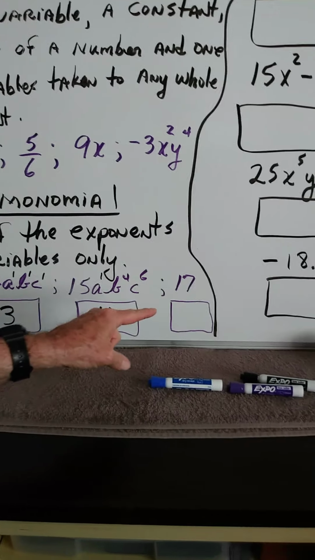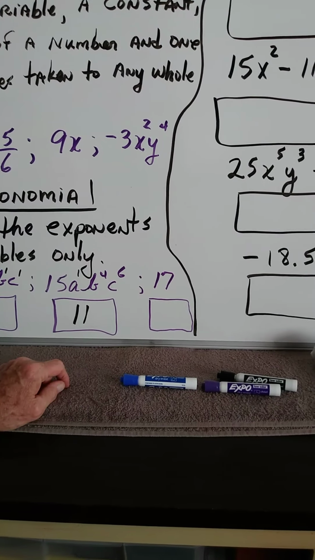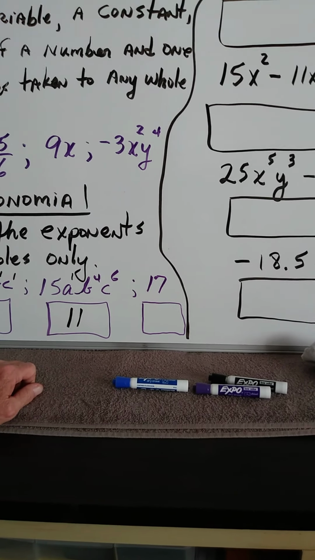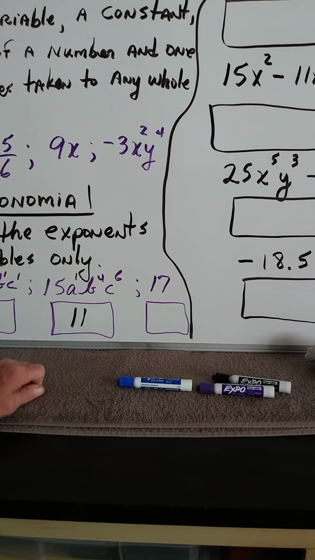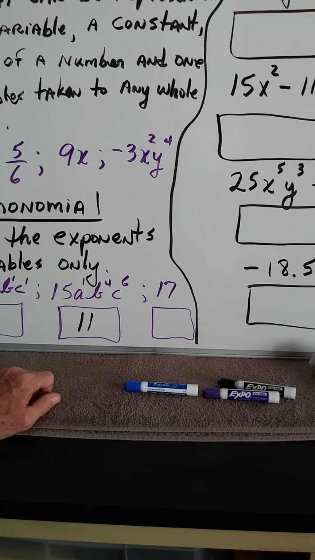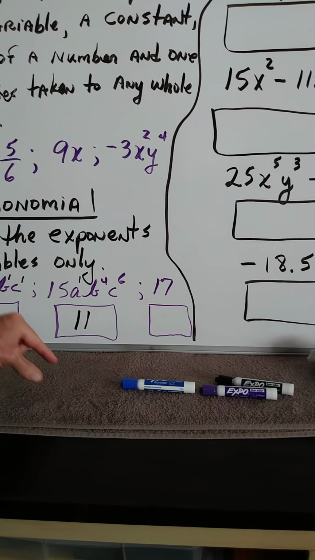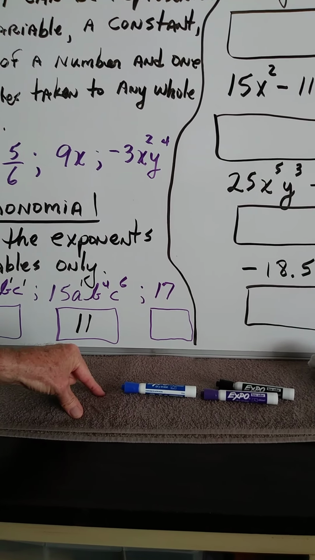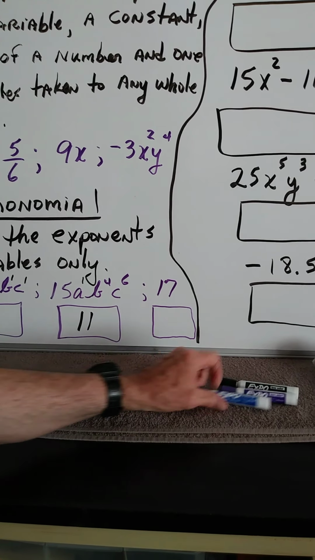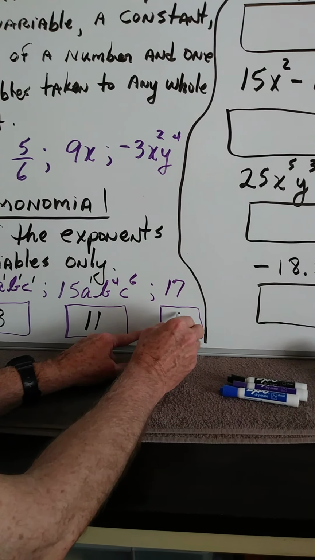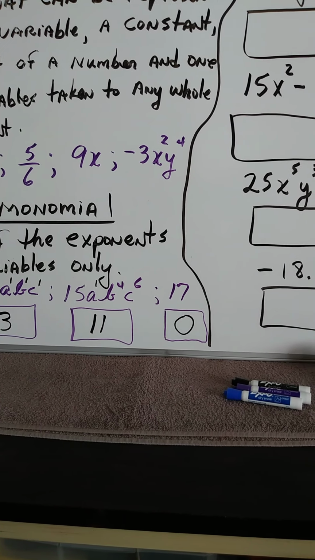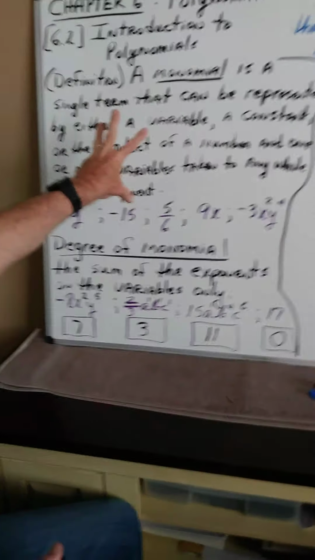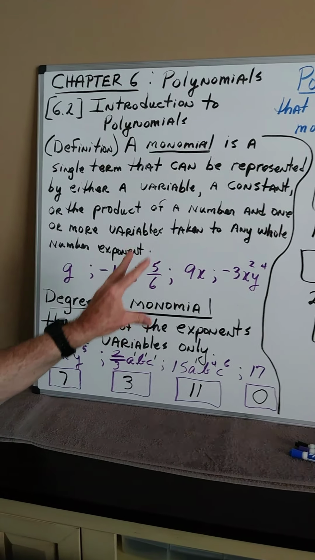And then fourthly, the constant term 17. We've already defined that it's a monomial. Its degree, well, its degree can be nothing because we don't have any variables attached to it, and the degree of a monomial is found by adding the exponents on the variables only. If we don't have any variables, then we cannot have a degree for that monomial, and therefore it would be a degree of 0. So that's what we mean about a monomial and the degree of a monomial.